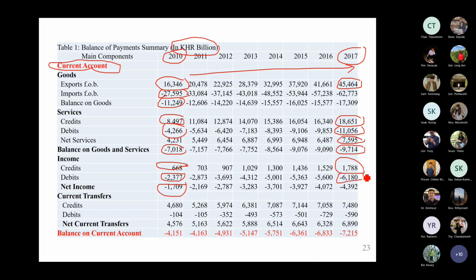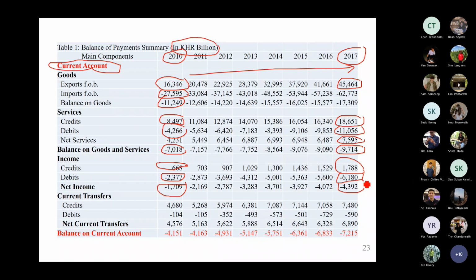Okay, transfer out of our country. So the balance is negative. Okay, it has a deficit balance, suggesting that the money in the category of income transfer is flowing out more than flowing in.